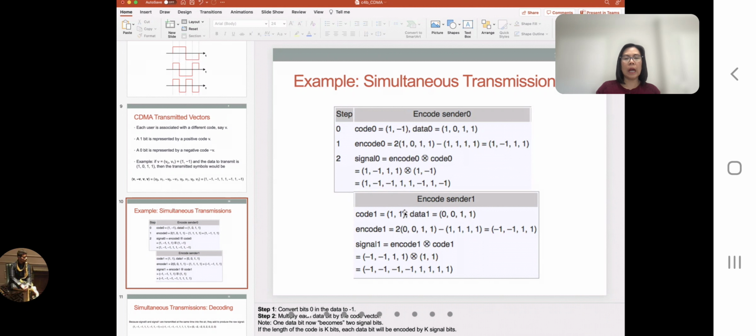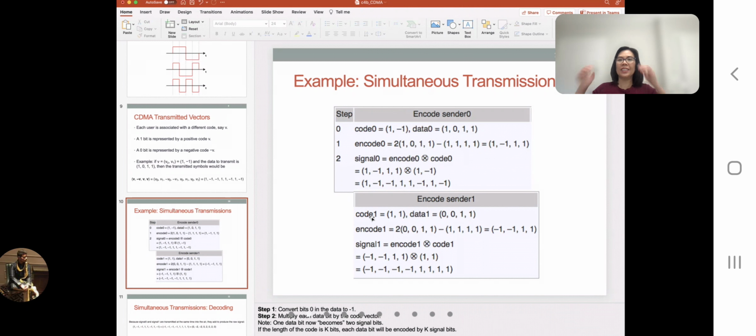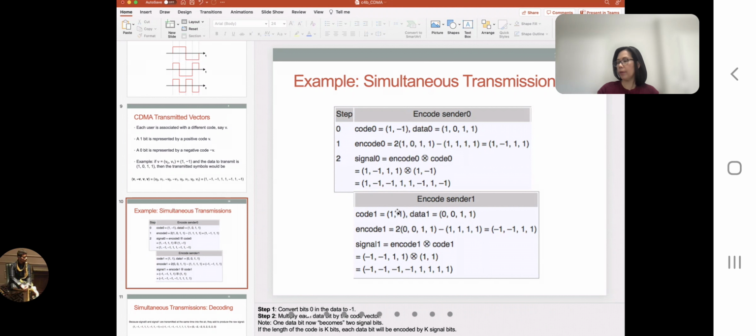Now just take about 30 seconds to verify that code 0 and code 1 are orthogonal. Okay, so you can just type in the chat window whether they are orthogonal or not, because we don't want to do this if they're not orthogonal. Right, so one person says yes. All right. Okay, any objection? All right, so they are orthogonal, right? Because if we take the dot product of code 0 and code 1, we get 0, right?